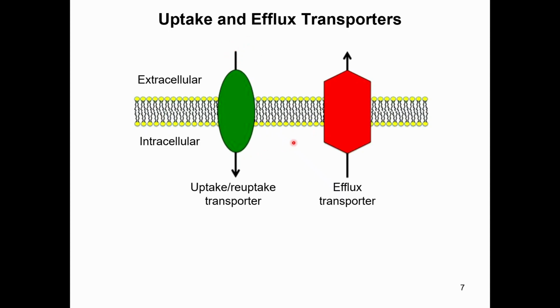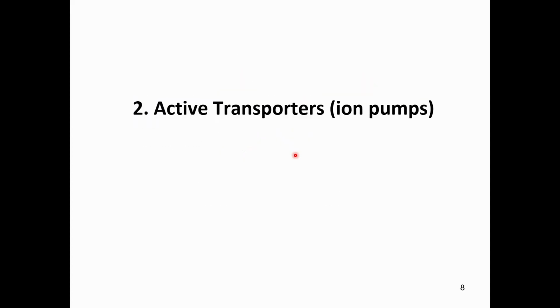Then there are other transporters that are just purely efflux transporters. And these do nothing except take substances out of cells and excrete them out into the extracellular space. Okay? Turns out that's very important for chemotherapy resistance, and we'll talk about that too. Okay, so that's the overview.